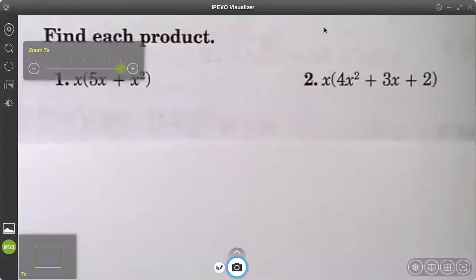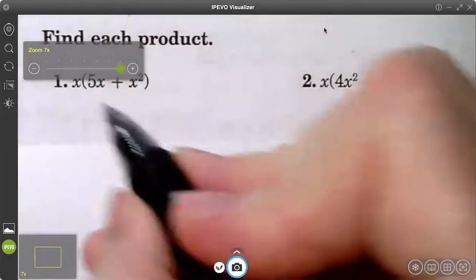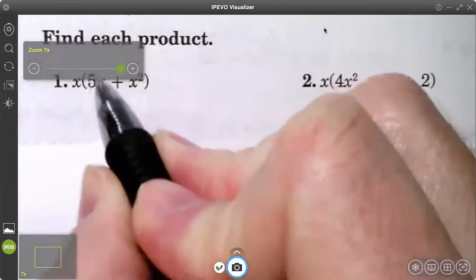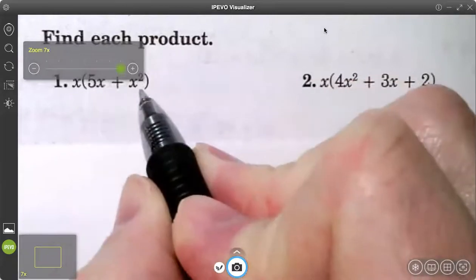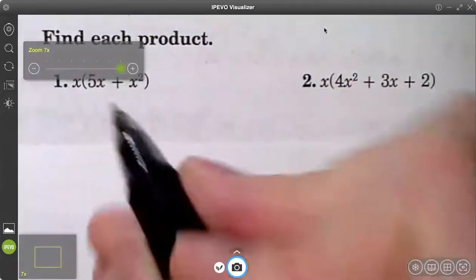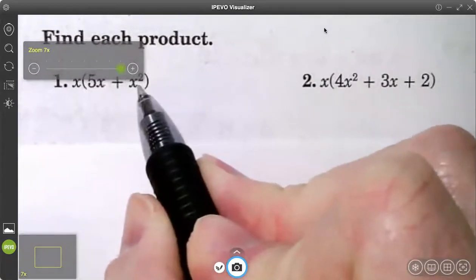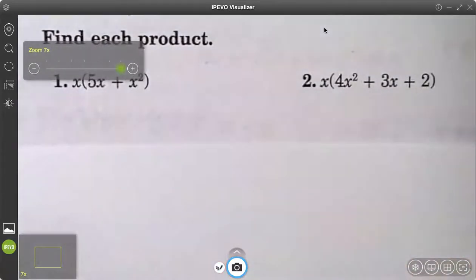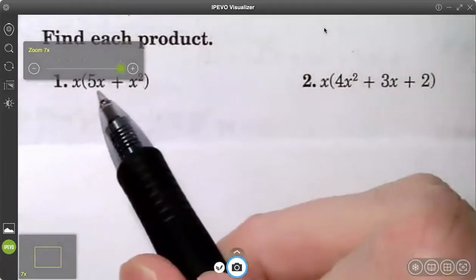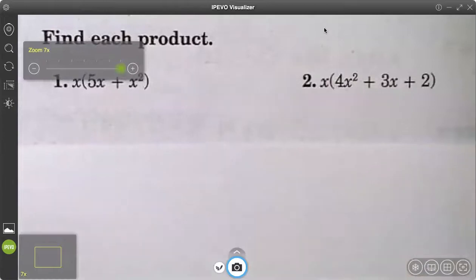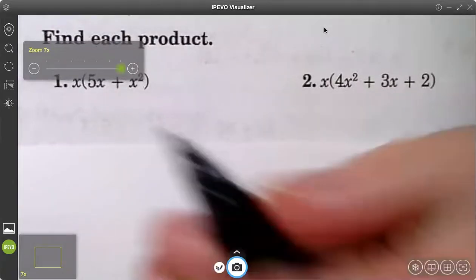We will write our answers in standard form, which is descending order of degree or descending order of exponent. Try number 1. When you distribute this x, I could distribute to the 5x first, then the x squared, but I know that when I write it in standard form, I'm going to end up writing this one first, because when I multiply, I'm going to get a degree of 3 on this one and a degree of 2 on this one. So you could write it backwards and then rewrite it. I'm going to do it right to start with.